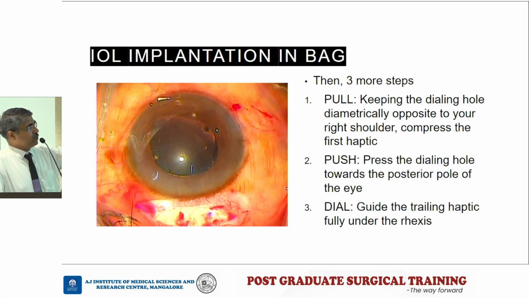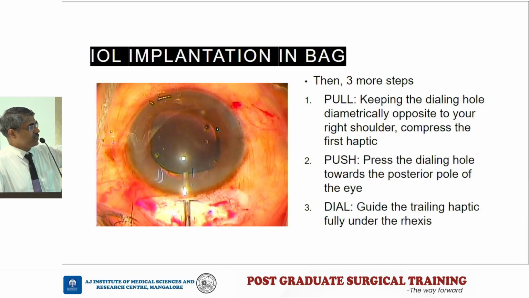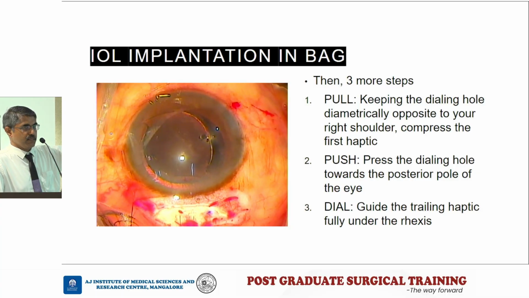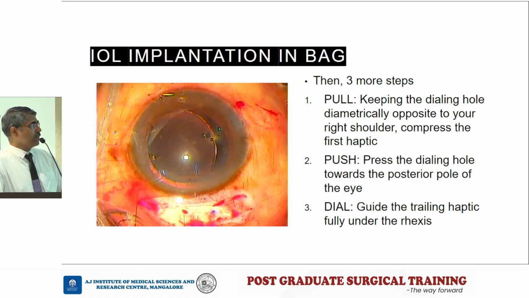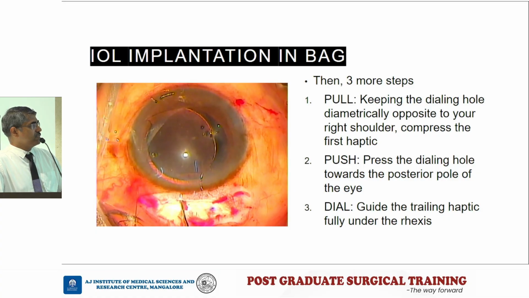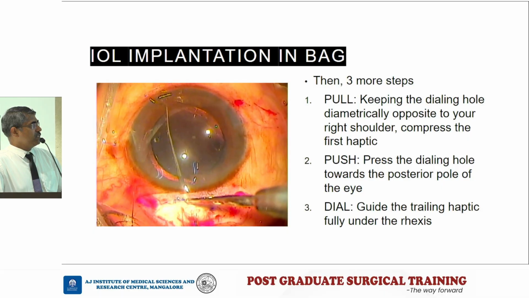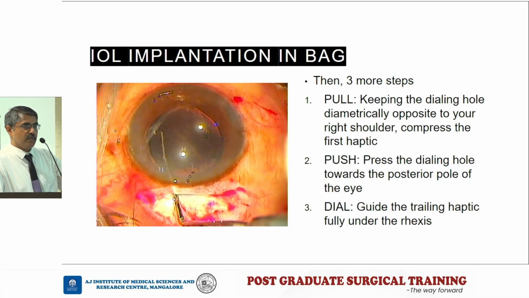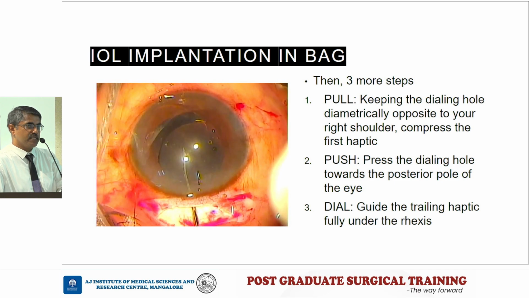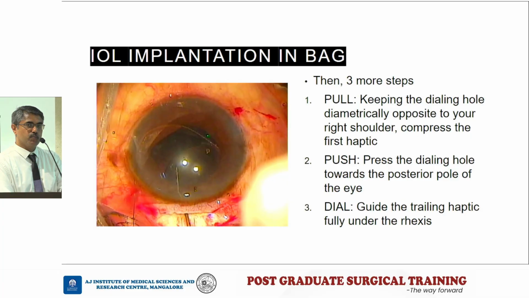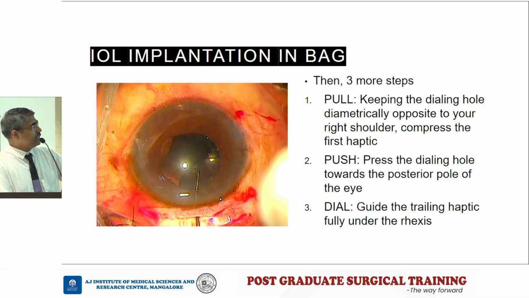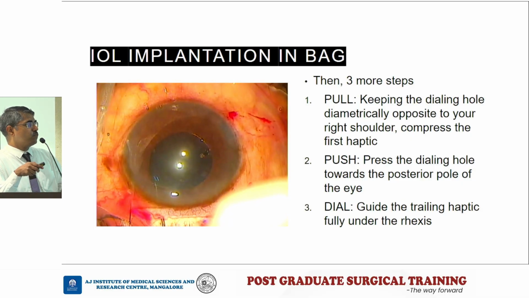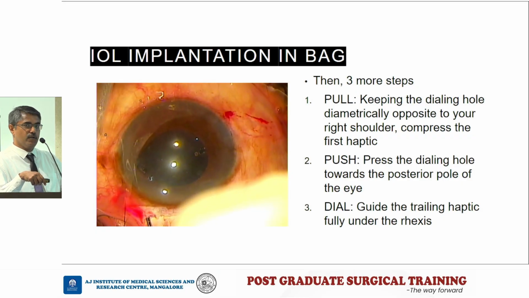Now look at where the dialing holes are. The dialing hole now is at the left side position, which would be in your case the 9 o'clock position. You need to bring it a little bit lower to around the 7 o'clock position. Why you want to do that is now you can grasp the dialing hole and pull it towards the other dialing hole. This will compress the haptic that is in the bag. The haptic in the bag needs to be compressed so that the diameter of the lens becomes small enough to push it into the bag. So you need to pull it, then press it towards the optic, towards the posterior pole of the lens, and go. So there are three things you need to do. Pull, push and dial. If you just dial, it's not going to go into the bag.